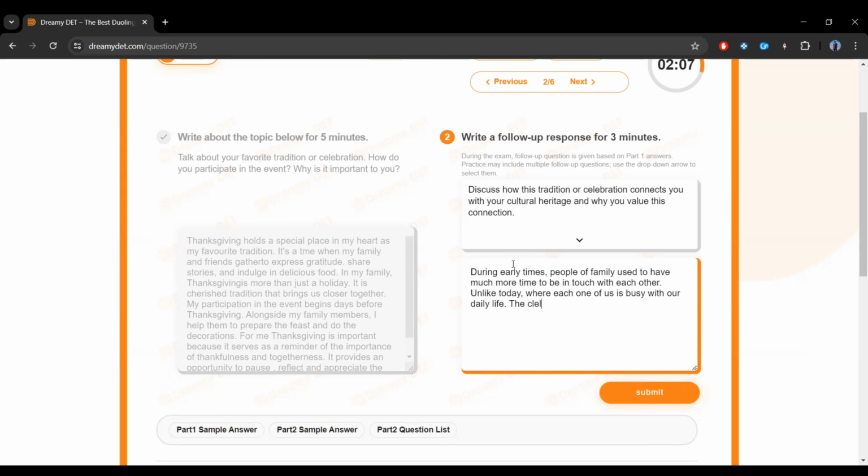The celebration, every yearly celebration like Thanksgiving, gives us an opportunity to connect with each other and create memories that we can cherish until we meet again.